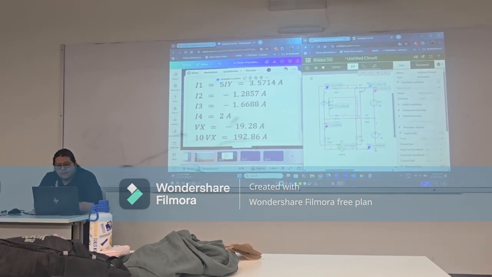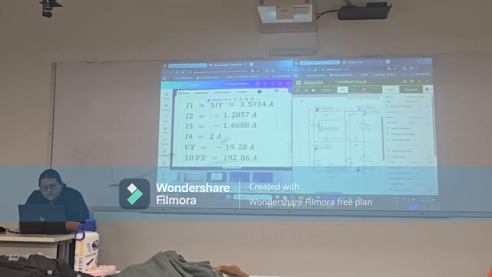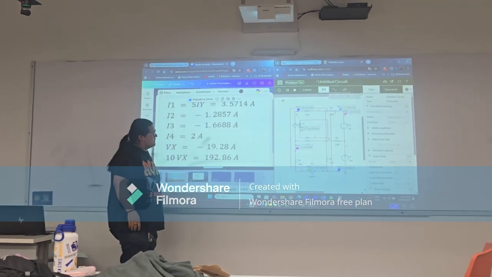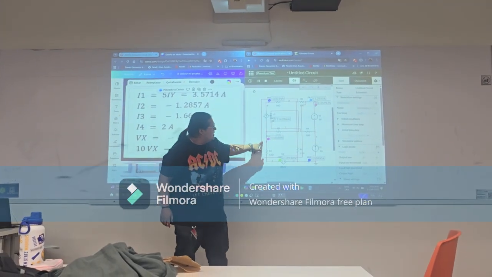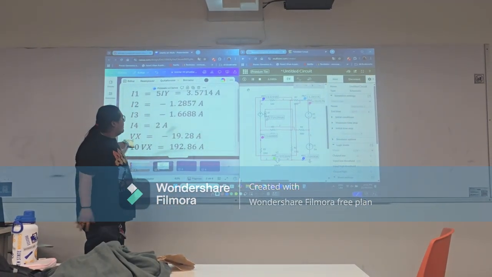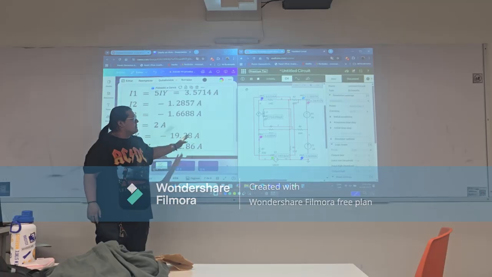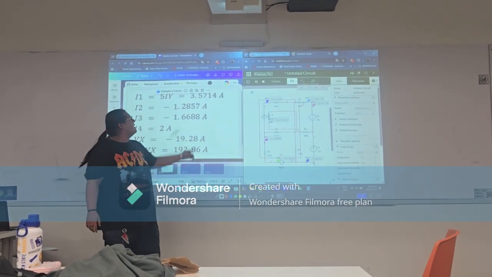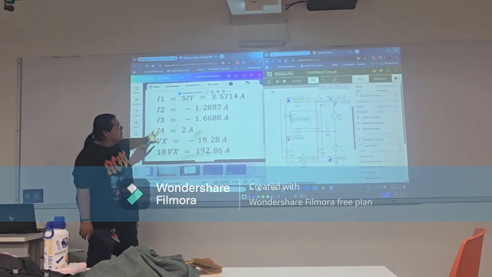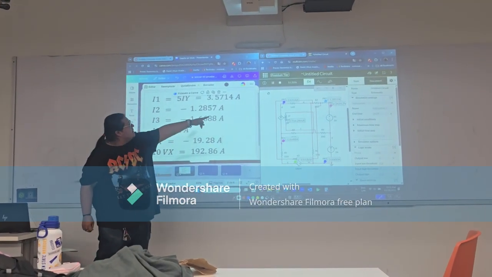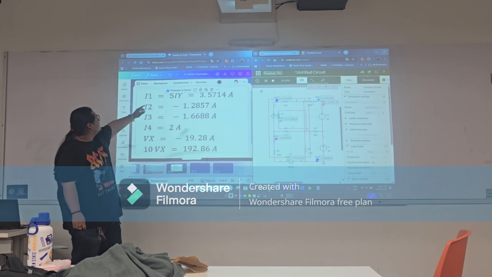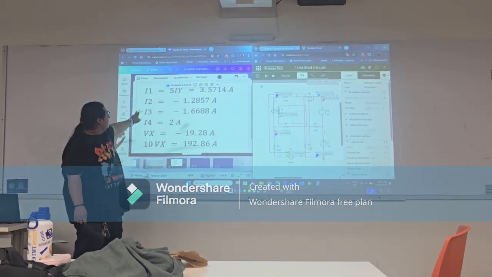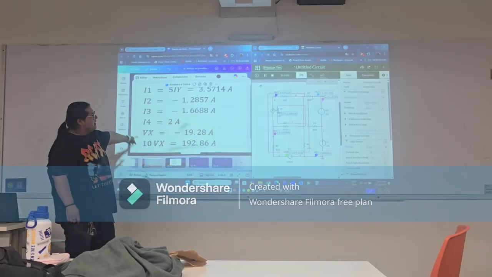Okay, so now we have, I'm going to stand up. We have Vx, we have I3, using Vx. We have 192, but it's 90.28. That's because it's multiplied by 5 because of the gain, right? On our circuit, Multisim works like that. It simply works like that, so I can't do much about it. So we have I4, 2 amps. We have I1, 3.57184 amps, goes right here. We have I2, 1.28. We have it right there. I3, 1.66. I4, 2 amps.